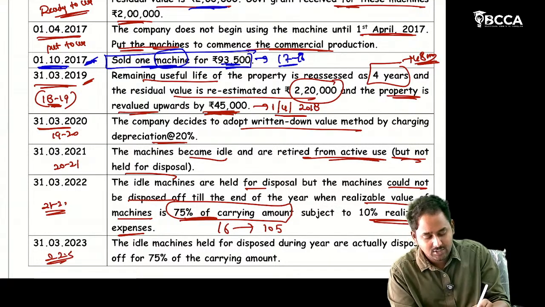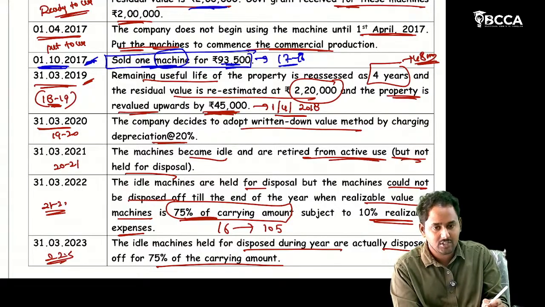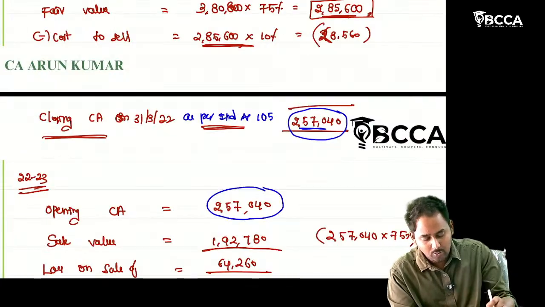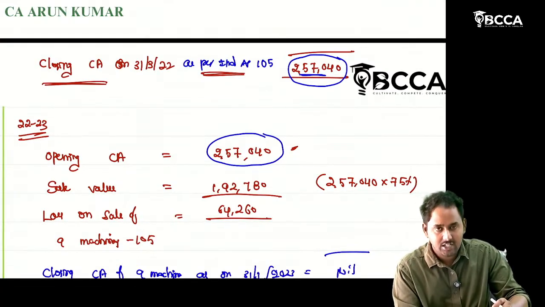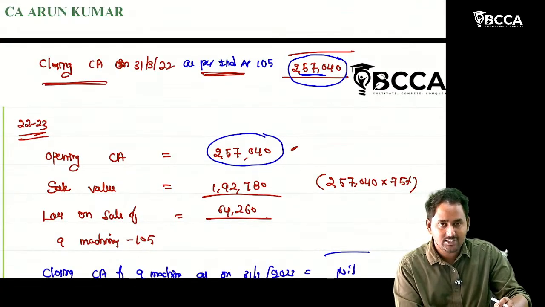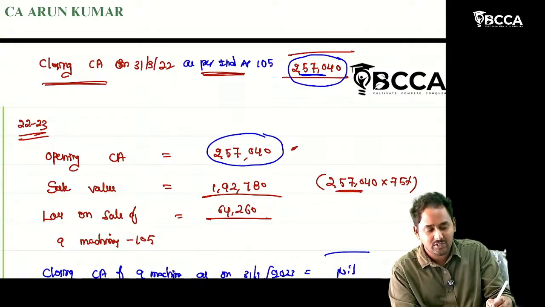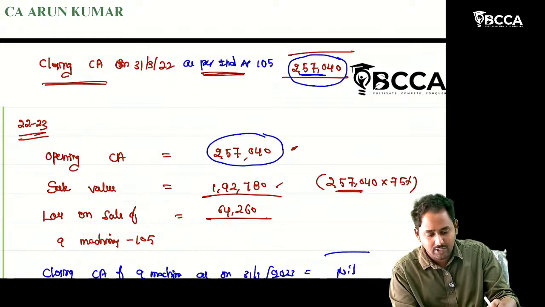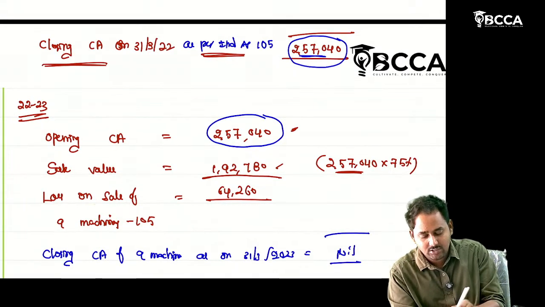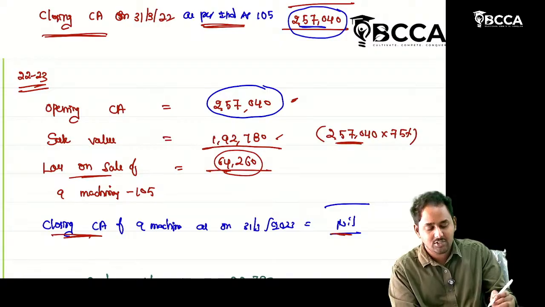The idle machines held for disposal are actually disposed of during the year for 75% of the carrying amount. So what is the opening carrying amount? 2,57,040. So what is the sale value? The assets are sold at 75% of their carrying amount. So 2,57,040 into 75% is 1,92,780. Then what is the loss on sale of plant and machinery? 64,260. Then what is the closing carrying amount of the machines? It becomes nil.